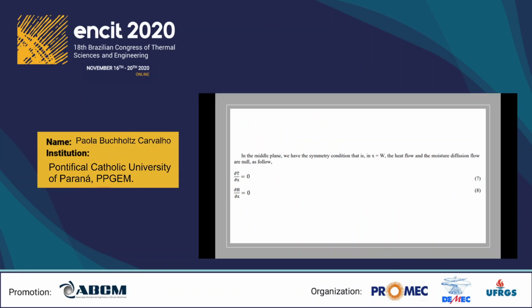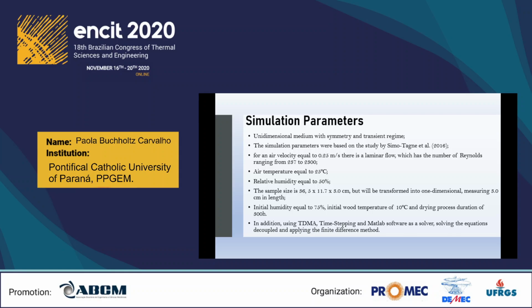In both cases, in the middle plane, we have the symmetry conditions, that is, the heat flow and the mass and moisture diffusion flow are null, as shown with equations 7 and 8. Some simulated parameters are relative humidity equal to 50%, and air temperature equal to 25 degrees Celsius.